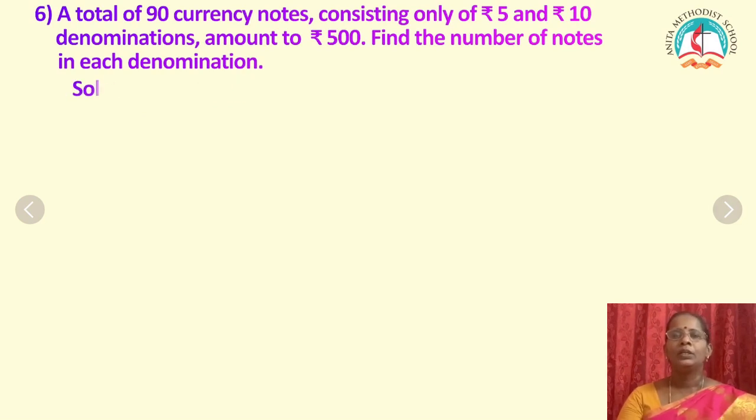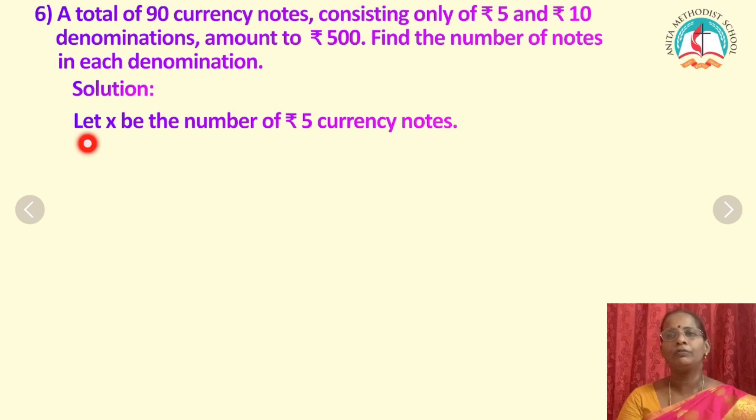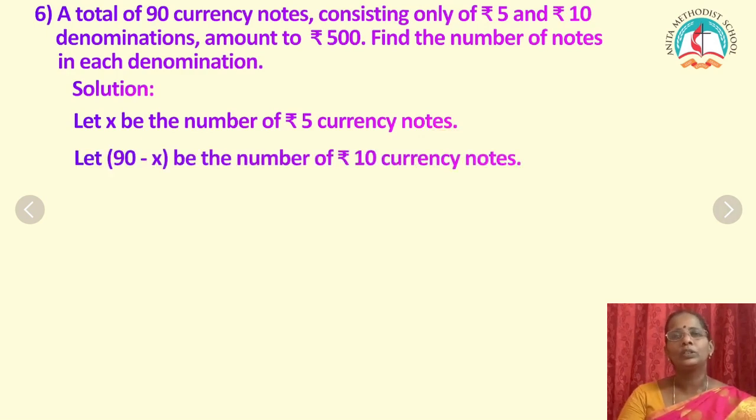Solution. I am going to assume, because I want to find how many 5 rupee notes. So let x be the number of rupees 5 notes. Suppose this is x, then how many 10 rupee notes will there be? There are totally 90 notes, so the balance will be 90 minus x, the number of rupees 10 notes.